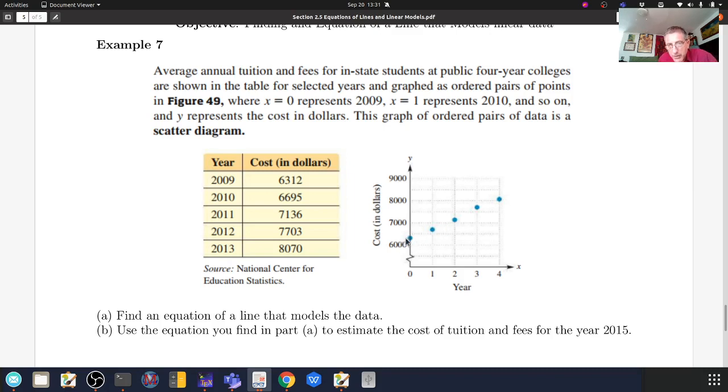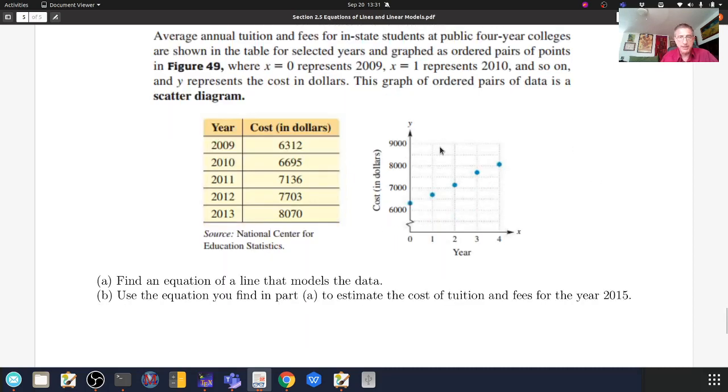But you can tell there's probably a straight line that will almost go through all of them, and finding the equation for that straight line is part of statistics. But here, let's read what we're asked to do. Find an equation of a line that models the data. So what we need is to choose 2 points.